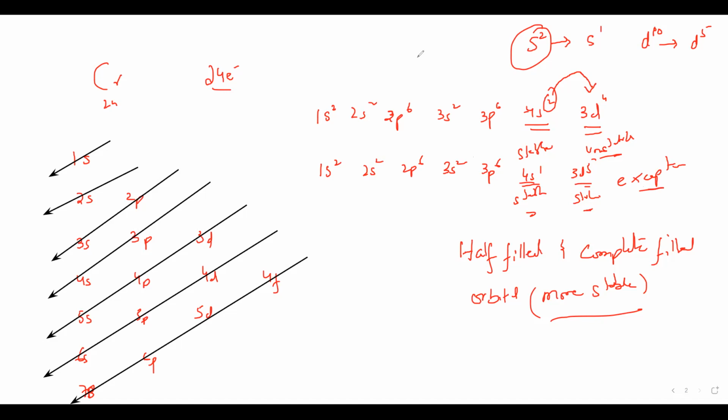So this is basically an exception. This is not happening for all of them. For a few of the elements, just to make them more stable, an electron jumps from s to d to make it half filled, which makes them more stable.